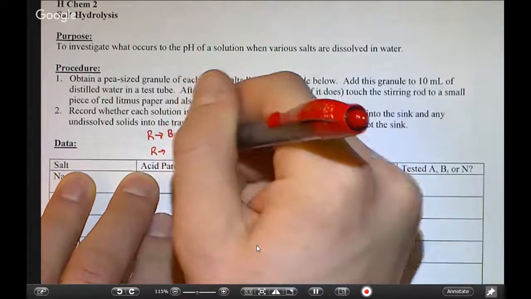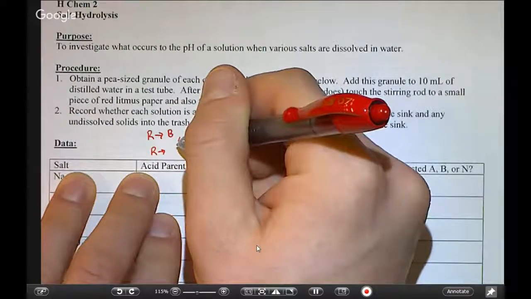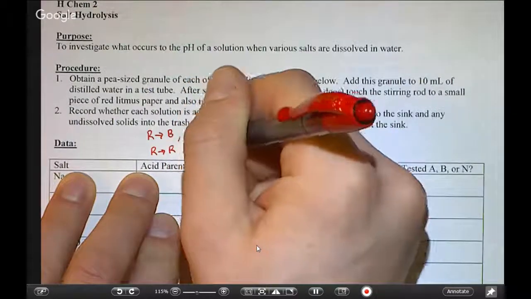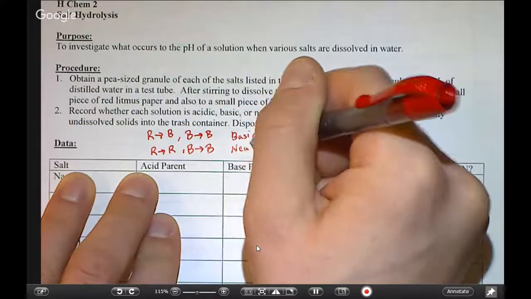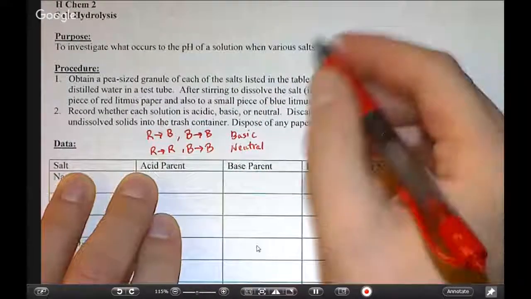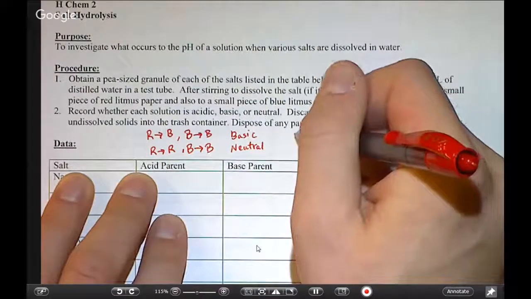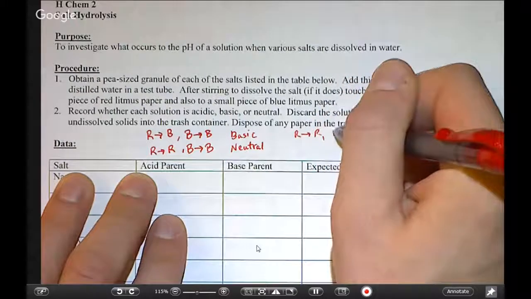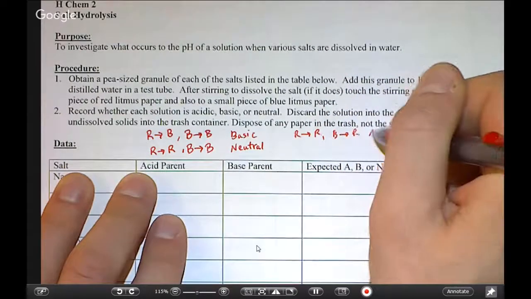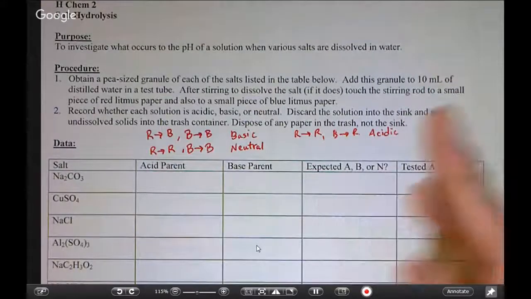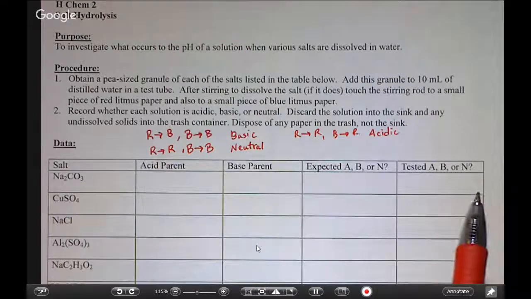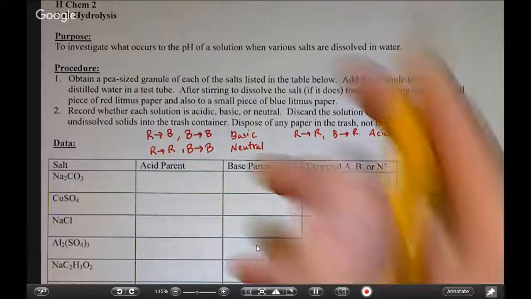If red stays red and blue stays blue, then we're neutral. And if red stays red and blue goes to red, then we are acidic. And you have to watch because the blue to red might turn a little bit purplish, but it's still a significant enough color change we could classify it that way. So to do this, let's look at the first example.